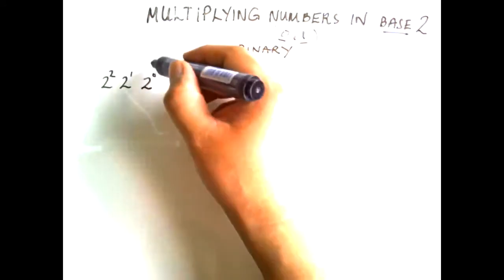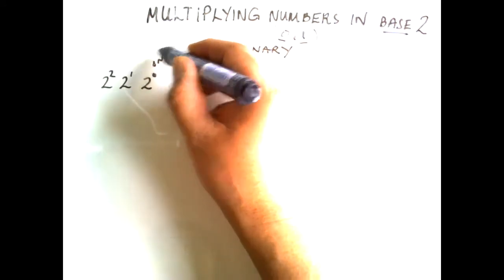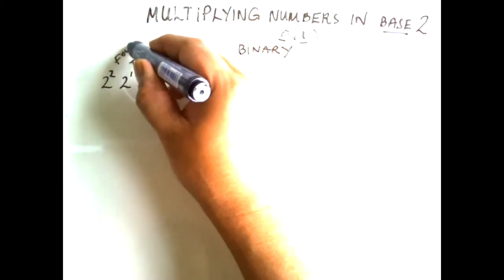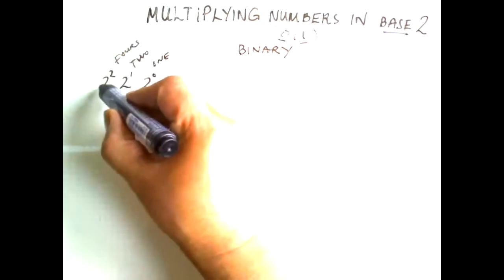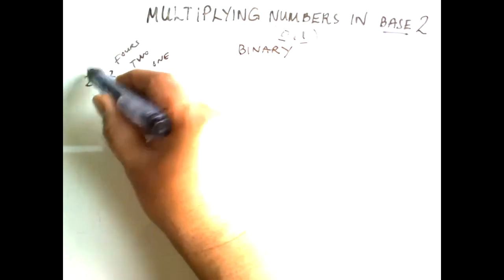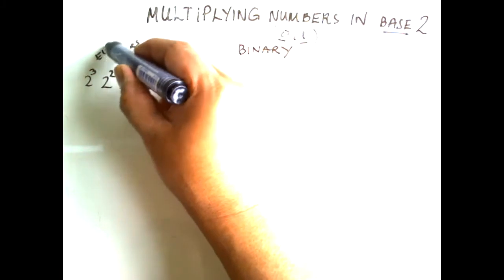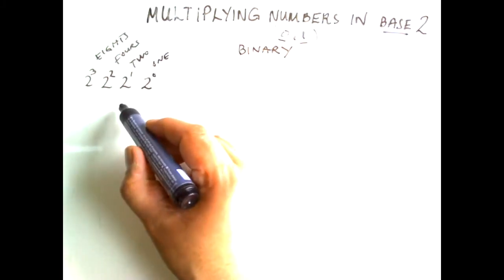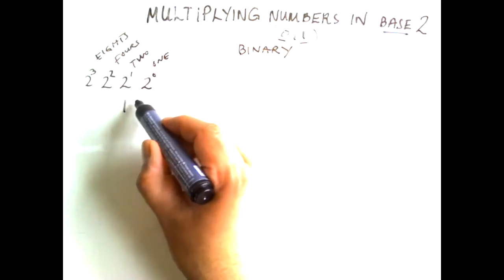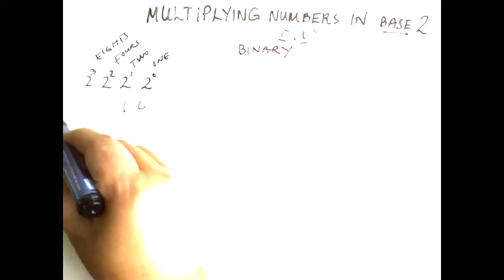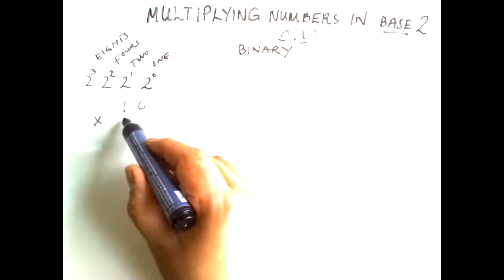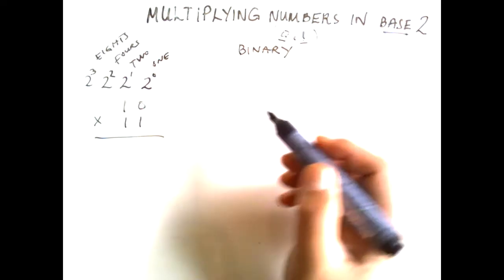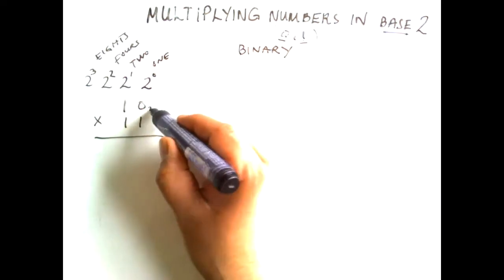So these are the place values of base 2 system, or binary. So this is 1's, this is 2's, and this is 4's, and so on. Of course, what's next is 2 raised to the power of 3, which is 8. So let's see, for example, we have 10 times 11. Of course, these are the only two numbers we can use, so in a way it's quite easy.